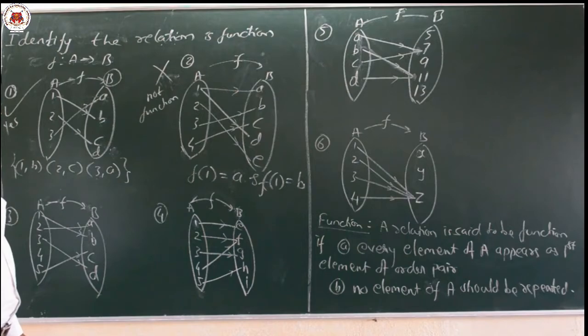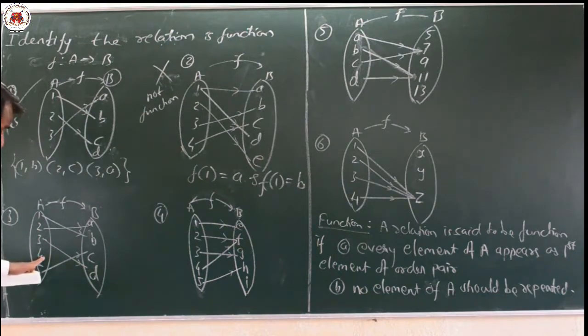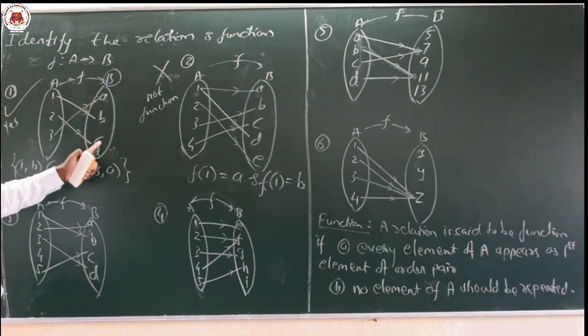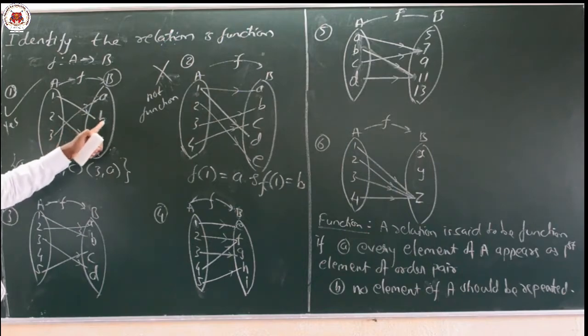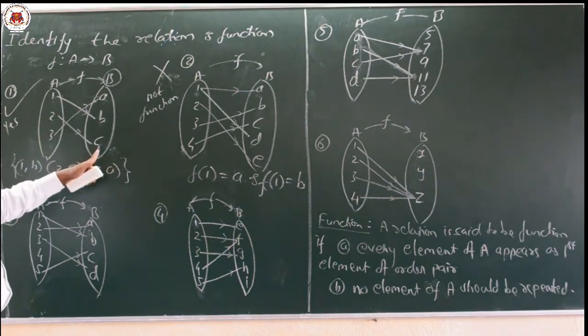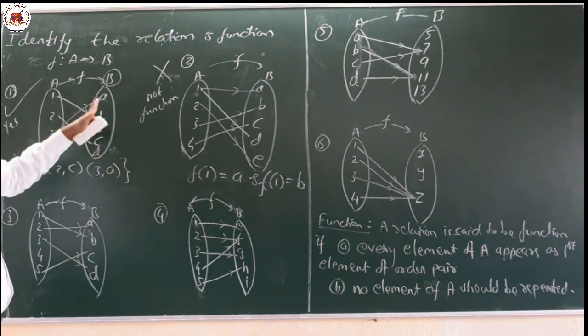In the third example, let us check both conditions. Every element of A. But here 4 is not a pre-image of anything. Among the elements 1, A, B, C: A is an image of 3, B is an image of 1, C is an image of 2. Here 1 is a pre-image of B, 2 is a pre-image of C, and 3 is a pre-image of A.